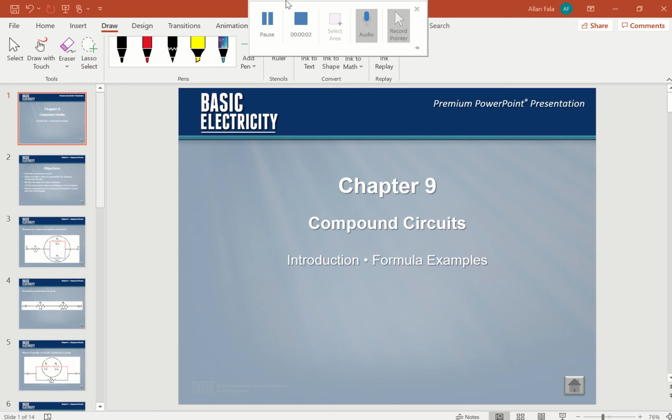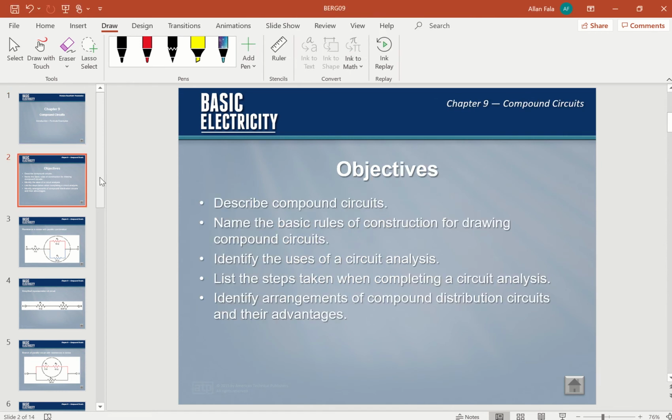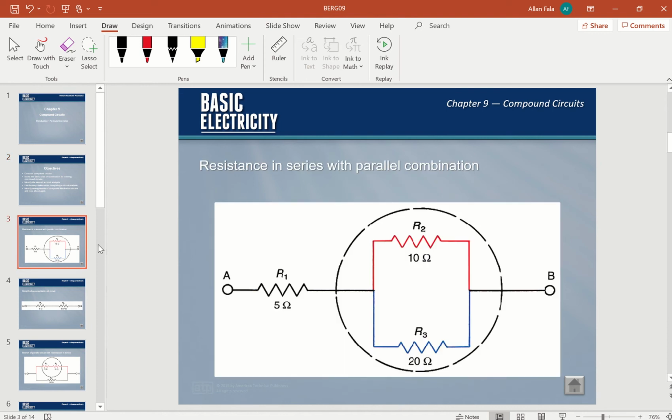This video instruction is for Chapter 9 in the Basic Electricity book on compound circuits. The objectives you see here: the first diagram is a resistance in series with a parallel combination. You see R1 is 5 ohms, R2 is 10 ohms, R3 is 20 ohms.